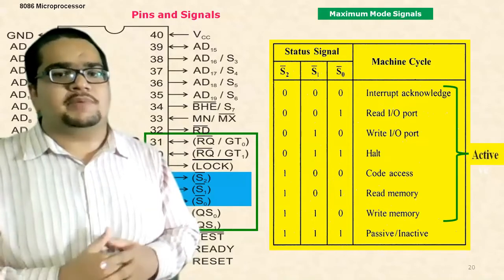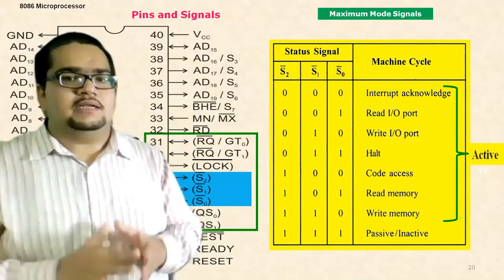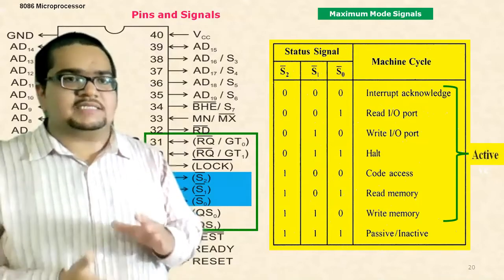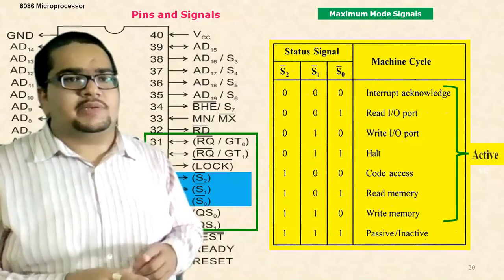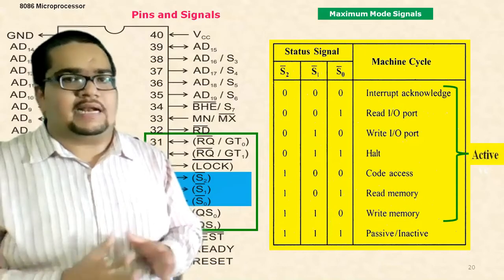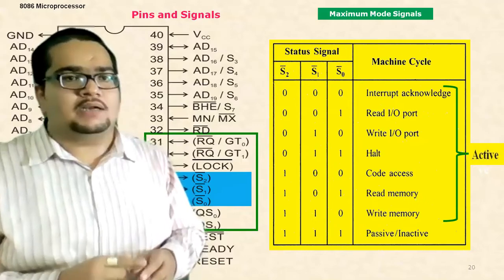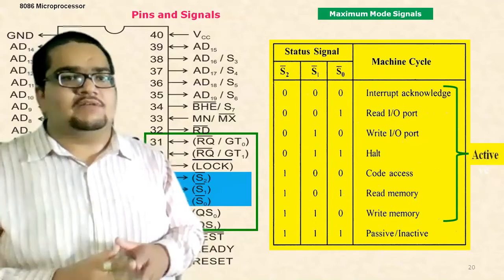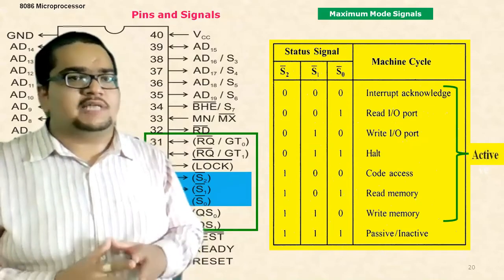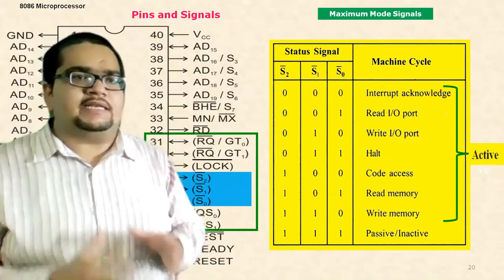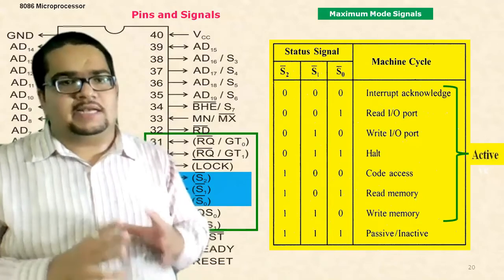Okay, and the last combination is 111, which says that it is inactive. Here the status lines are active only for the first 7 combinations. For the 8th combination, when they are all 111, they are inactive. As you can see, status S0 bar, S1 bar, S2 bar are active low signals. When they are 0, then only they are active. So the last combination gives all of them as 1, so they are inactive, passive. They do not define any particular combination or operation, whereas the other 7 indicate some operation or other.